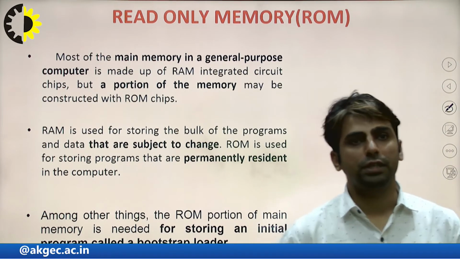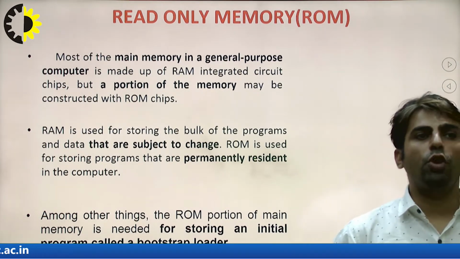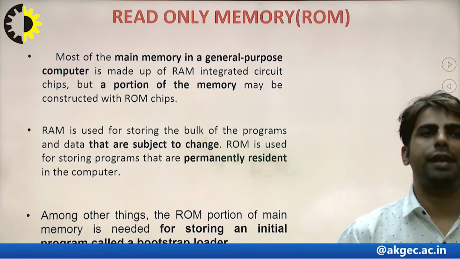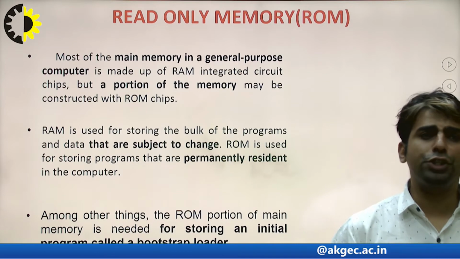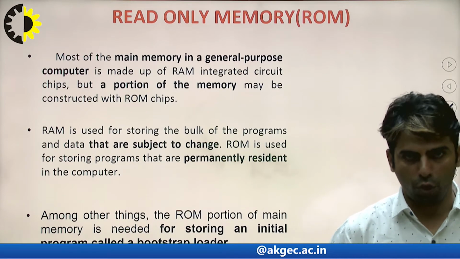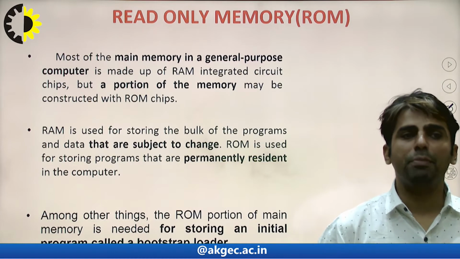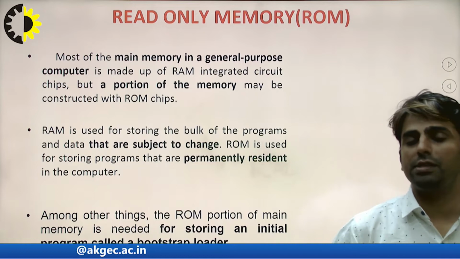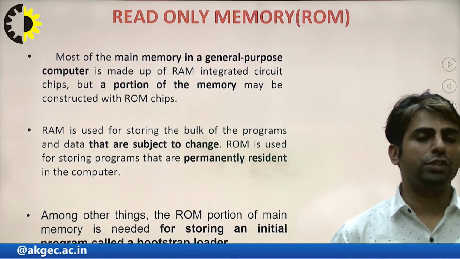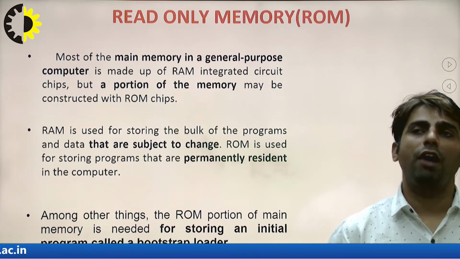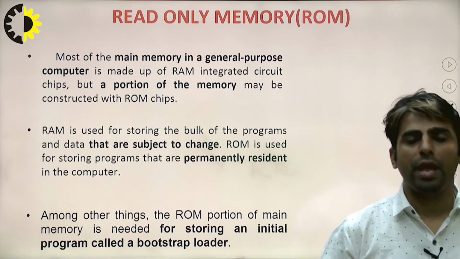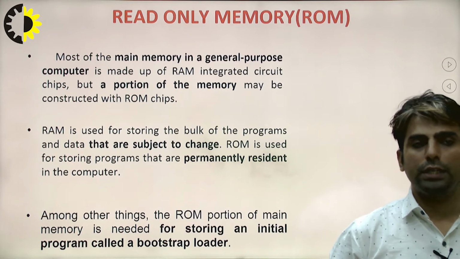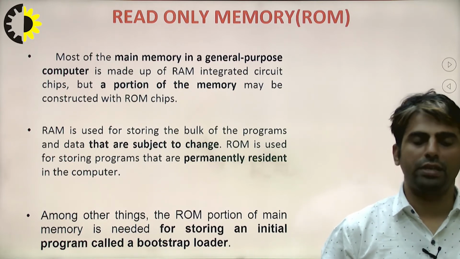Next is ROM, that is read-only memory. Most of the main memory in a general purpose computer is made up of RAM integrated circuit chips, but a portion of main memory may be constructed with ROM chips. RAM is used for storing the bulk of programs and data that are subject to change. That is the point to understand. The data that we store in the RAM is our programs and data, which can be changed. But in the ROM, the data is permanently resident and cannot be changed.